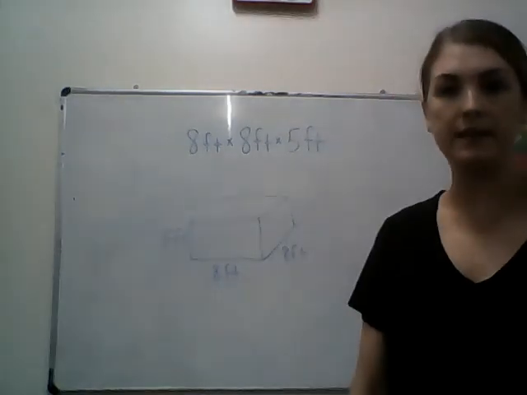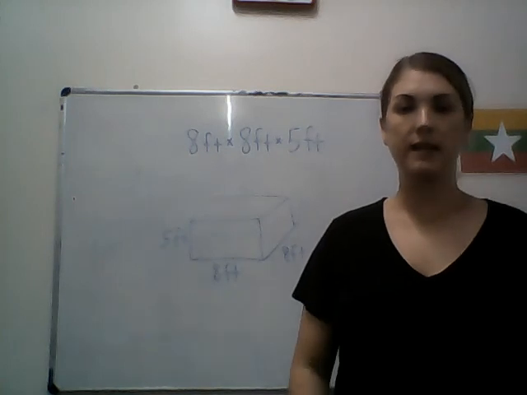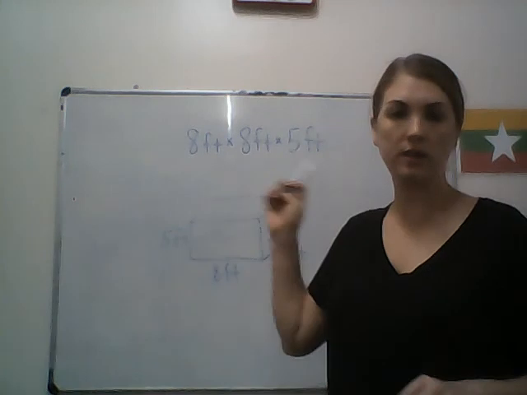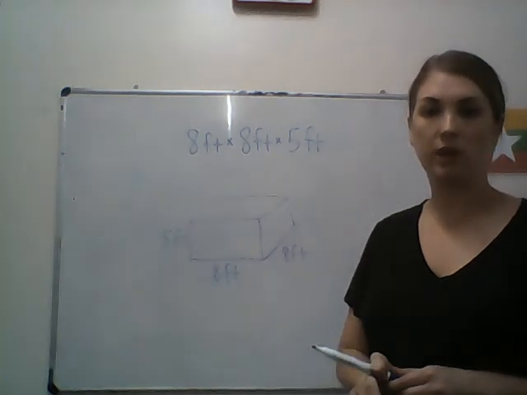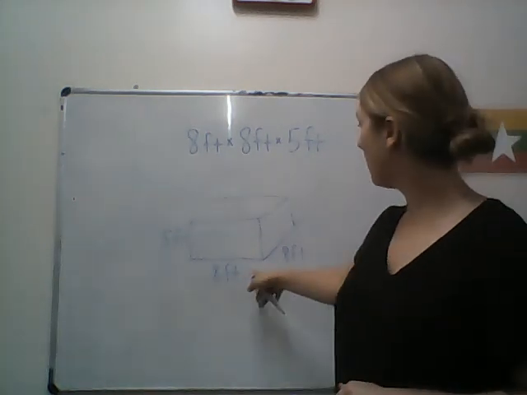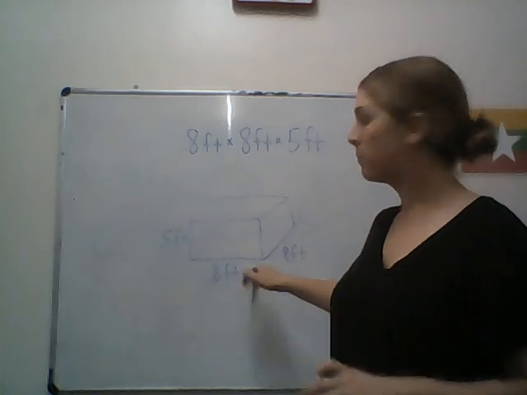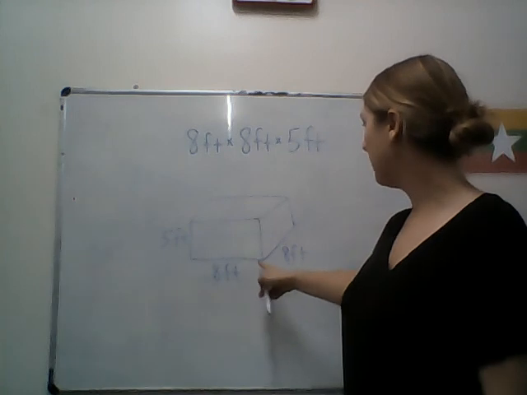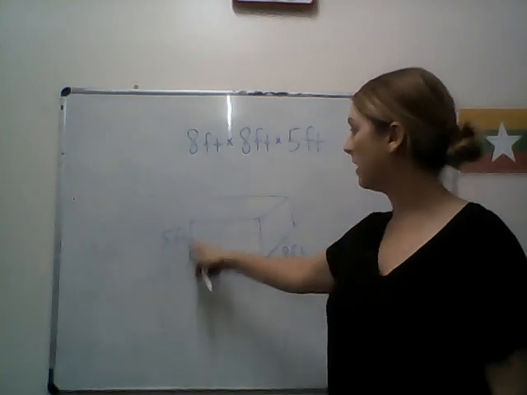All right, here's my last example. I chose to multiply 8 times 8 times 5. 8 times 8 is 64. 64 multiplied by 5 is 320. So here I've drawn it. This is probably the most normal looking box we've had so far, with a length of 8, a width of 8, and a height of 5.